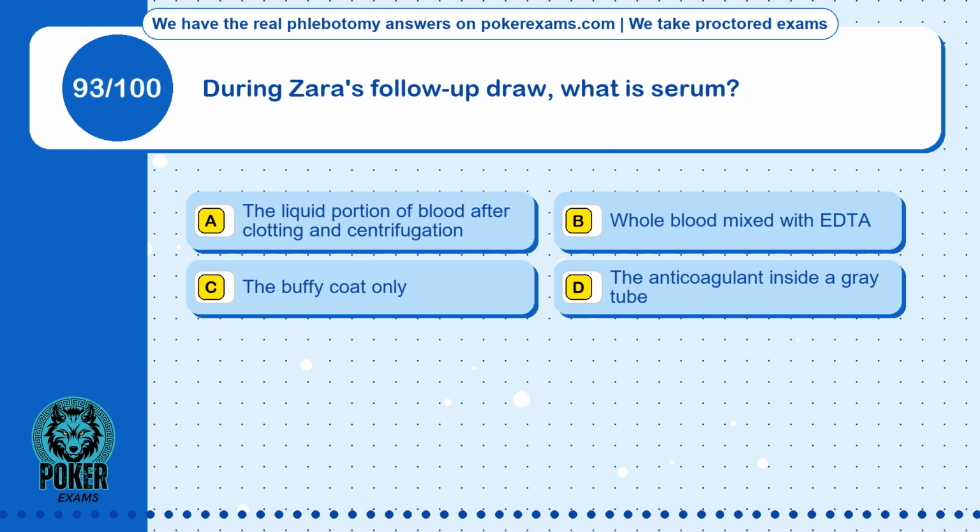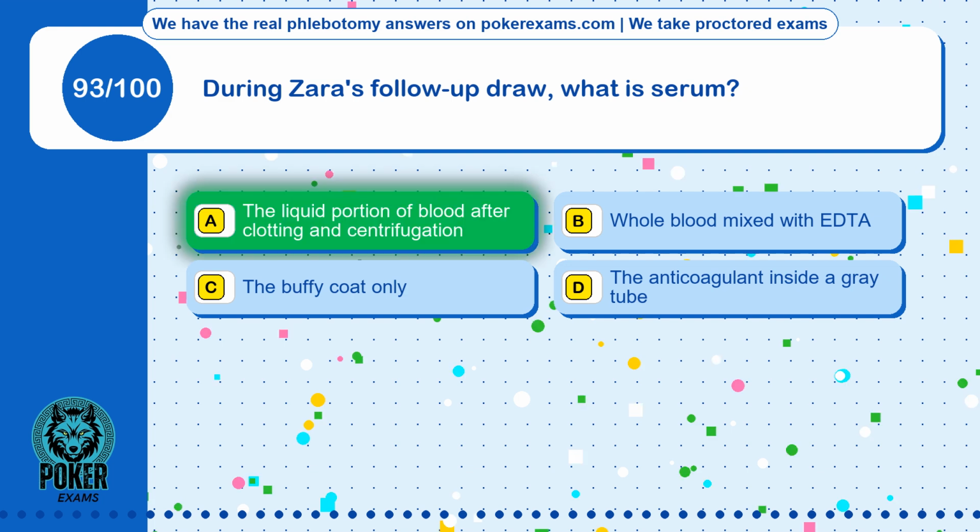Question 93. During Zara's follow-up draw, what is serum? Option A. The liquid portion of blood after clotting and centrifugation. Option B, whole blood mixed with EDTA. Option C. The buffy coat only. Option D. The anticoagulant inside a gray tube.